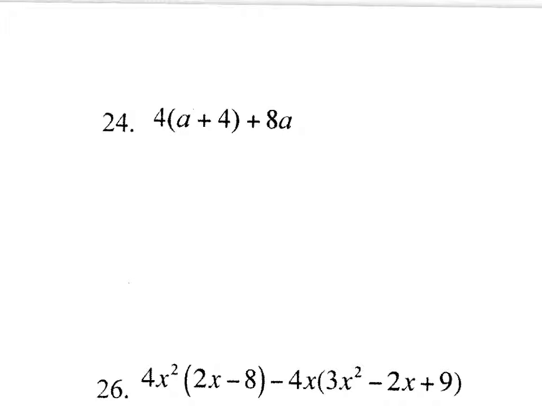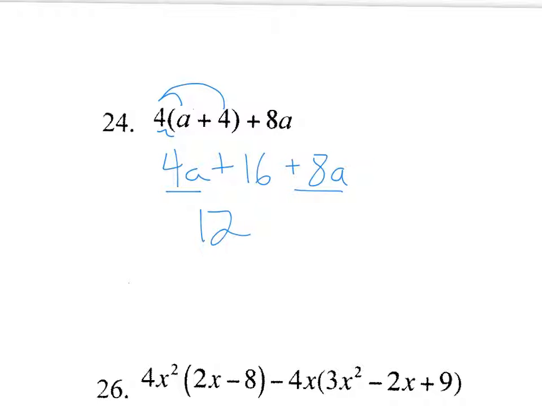24. Let's see, something outside of a parenthesis. My brain's going distributive property. 4a plus 16. And I still have this loner 8a out here. My goal is simplify. Those are my instructions. So anytime you're trying to simplify, you can combine like terms. 12a plus 16. 25.